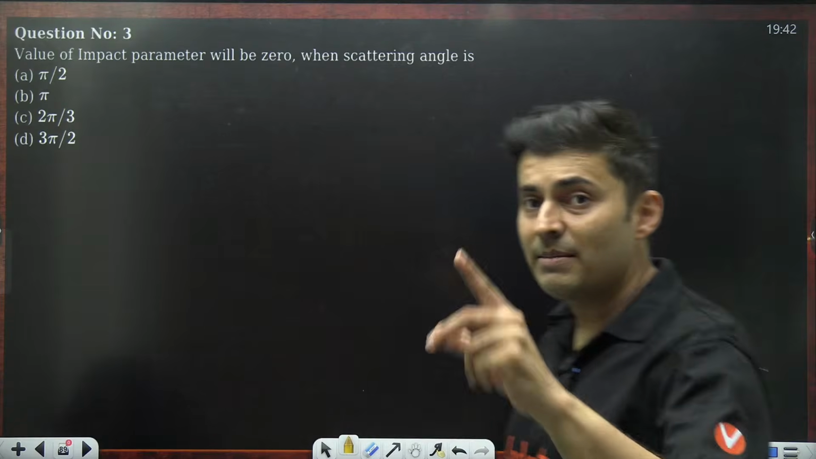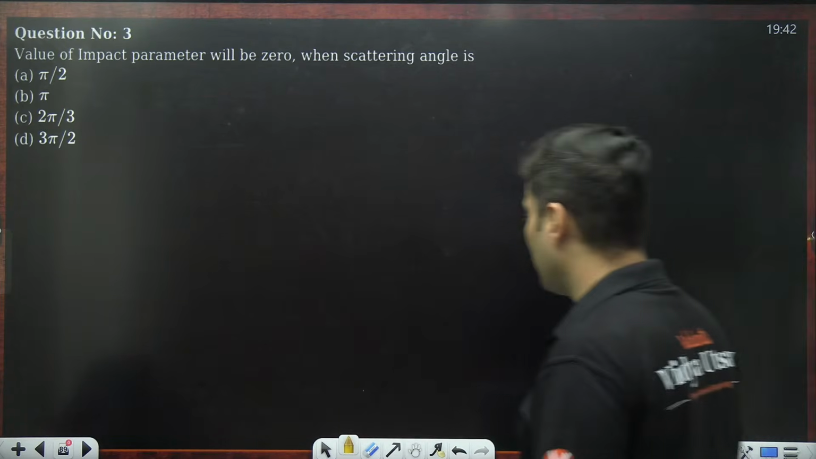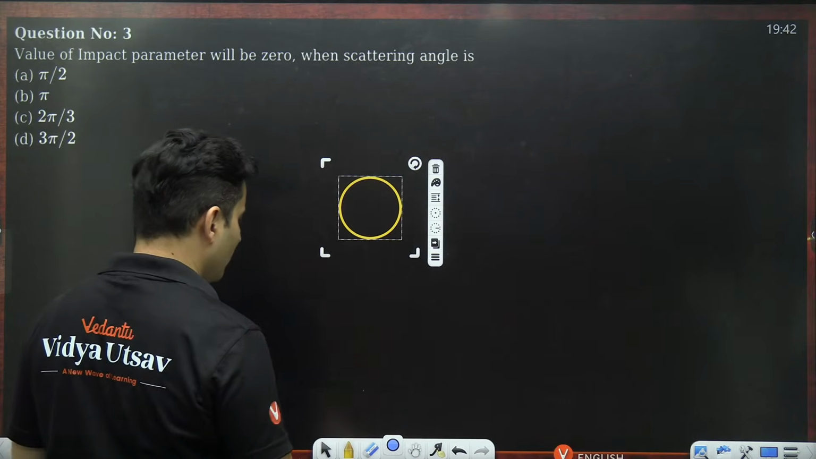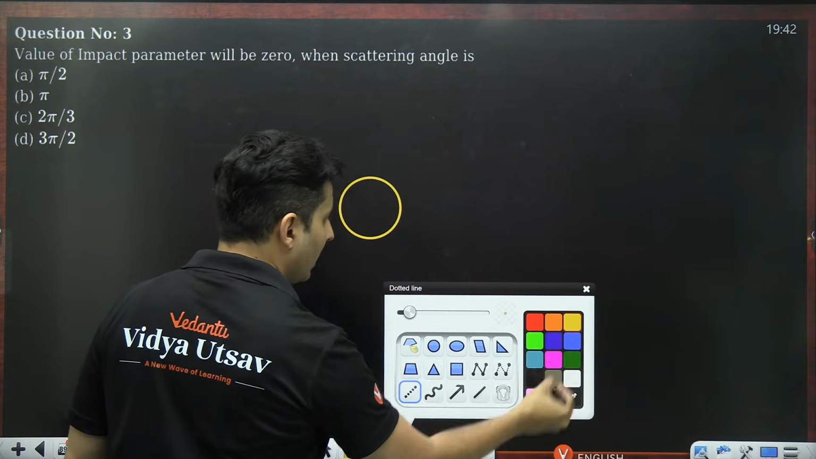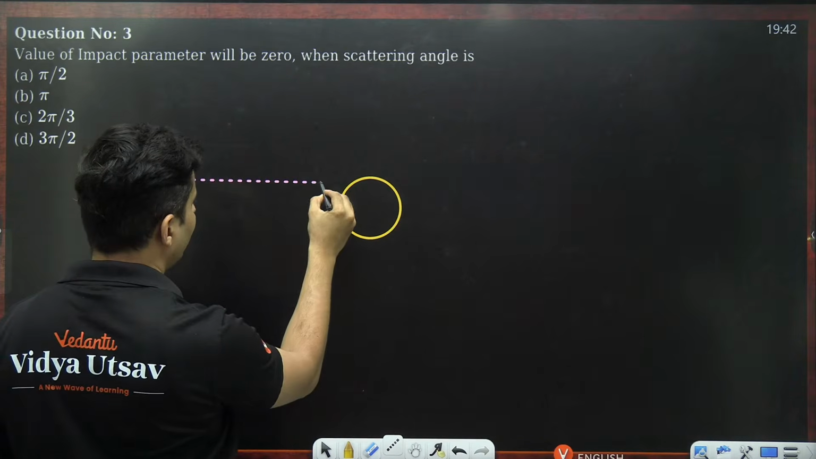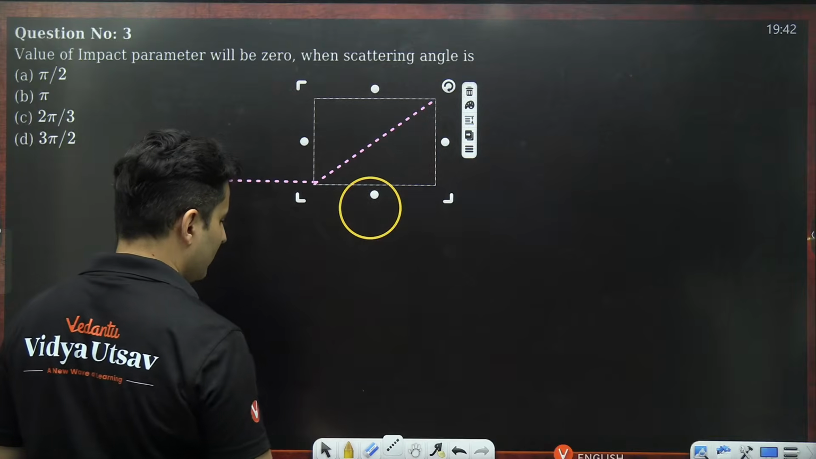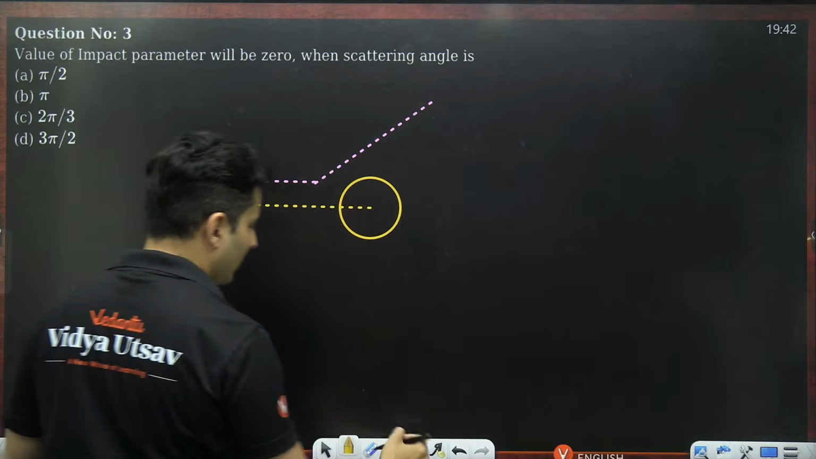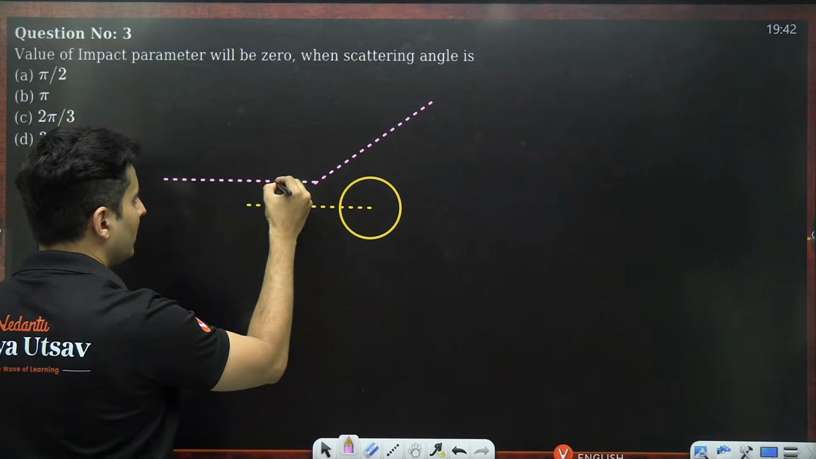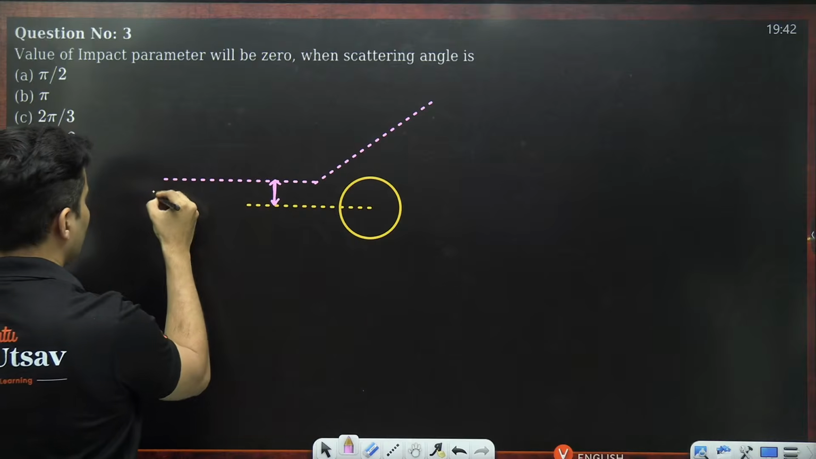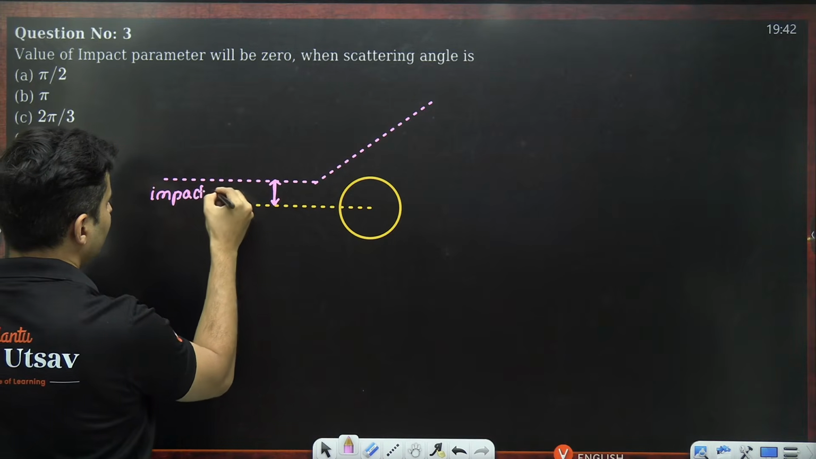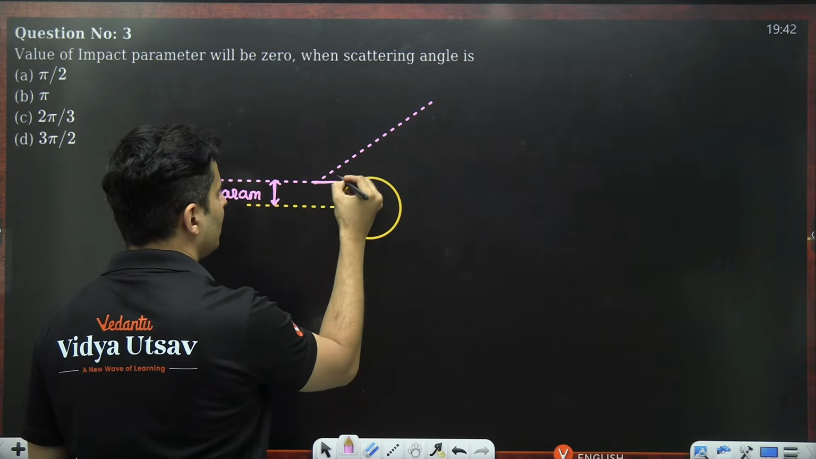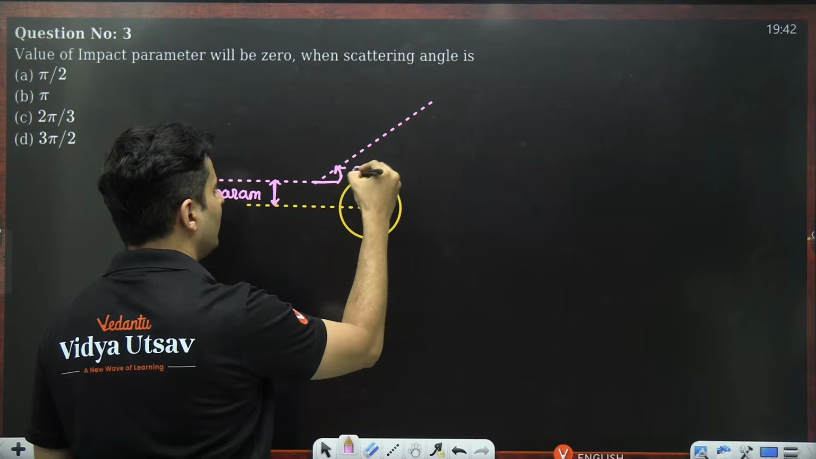The value of the impact parameter will be 0 when the scattering angle is. So remember, if you have this as the nucleus, then the alpha particles are incident over here and they get deflected like this. So if this is the central line, then this becomes your impact parameter, and this is the angle by which you deflect.